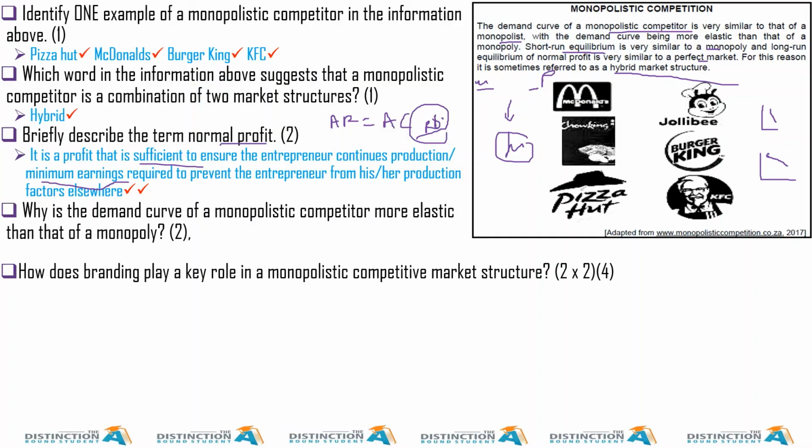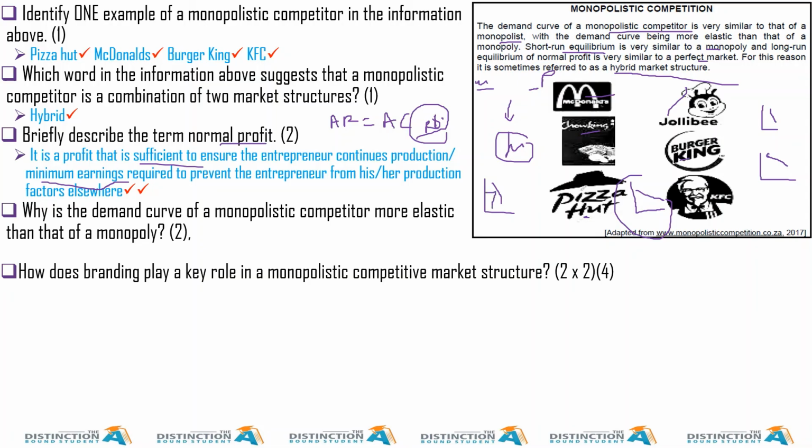Why is the demand curve of a monopolistic competitor more elastic than that of a monopoly? The reason is because, look, I said it in one of my lessons, but let me just try to do it very fast. The reason is for monopoly, there's no close substitute. And then for monopolistic, if you don't eat Pizza Hut, you go to Burger King, you can go to KFC, you can go to McDonald's. You see, there are so many substitutes.